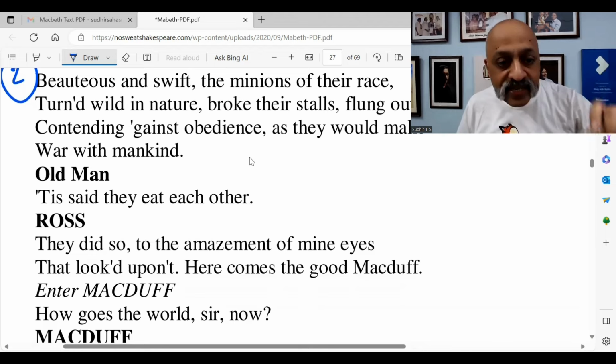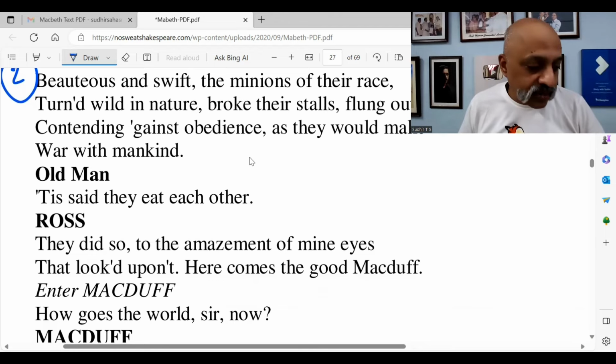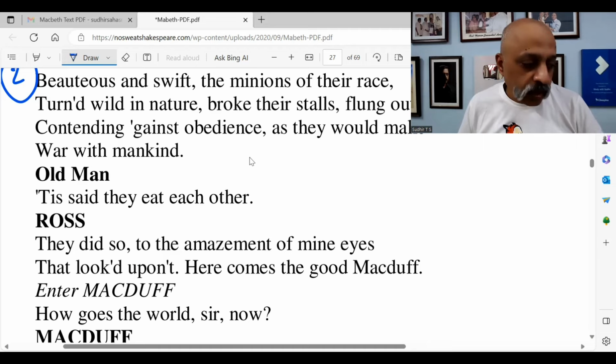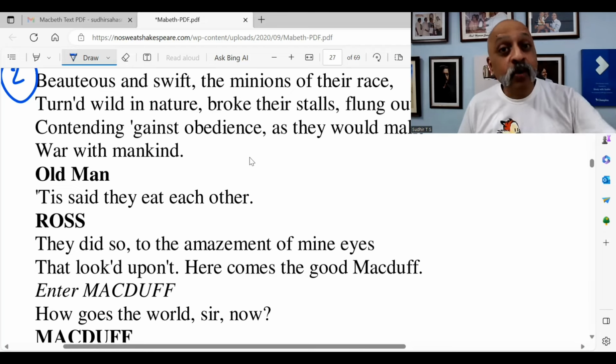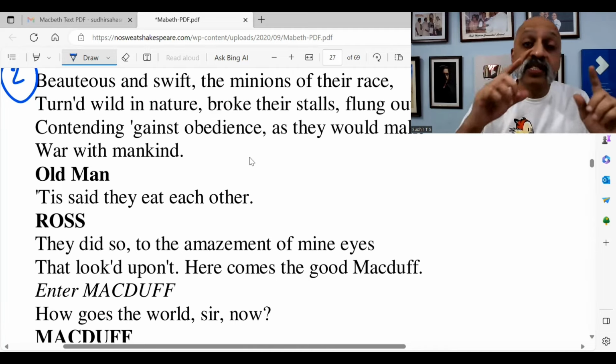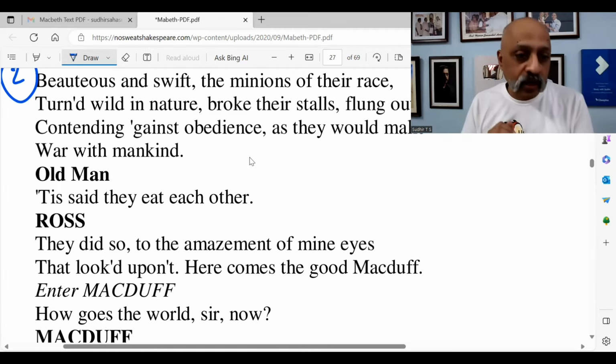Old man said, it is said that they eat each other. Aisa kaha jata tha ki ghodon ne ek dusre ko khaya. Ross said, I saw it with my own eyes. They did so. To my amazement, main bilkul achamba reh gaya. Achamba hua mere ko jab main achambit reh gaya. Mere ko achamba hua jab maine ye drishya dekha ki wo ek dusre ko hi kha rahe the, which is again an unnatural thing to happen.